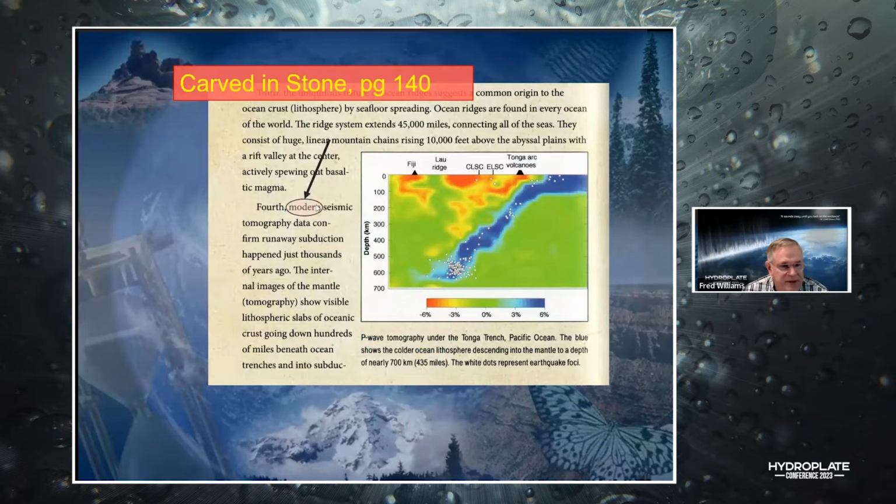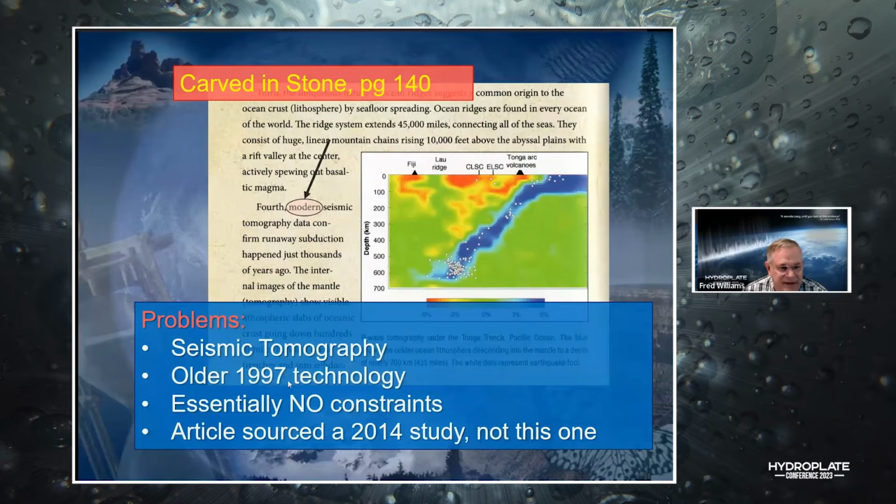So he says that it's modern seismic tomography, but it's not. This particular study comes from 1997. Okay, and the technology has gotten better. It has no constraints. When this was reviewed, an anonymous ICC reviewer strongly objected to this and said, oh, it does have constraints. It has the earthquake foci as a constraint.